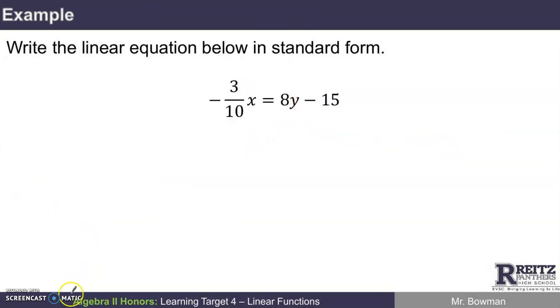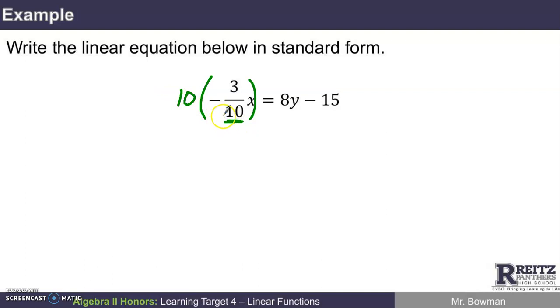All right, let's work a couple examples, and then, as you probably know, we'll give you a chance to try one on your own. It says write the linear equation below in standard form. The equation is -3/10 x equals 8y minus 15. Now, one problem with this already not being in standard form is that we have a number in front of x that is not an integer, negative 3/10. But if I were to choose to multiply everything by something that would make this an integer, like maybe 10, I can see that I would be getting rid of the fraction problem, wouldn't I?